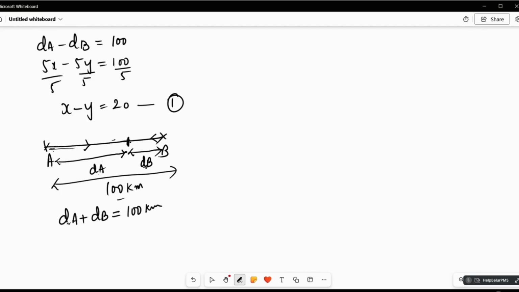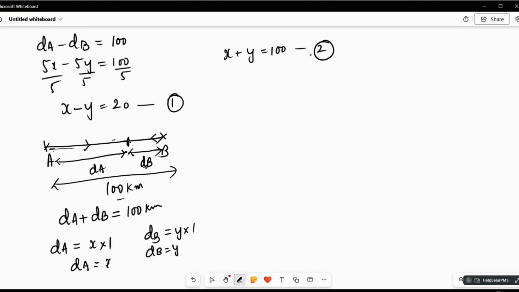Okay. Now, what is dA in this case? After 1 hour they will meet. Distance is what? Speed into time. So speed is x and time here is 1 hour. So dA is equal to x. Now, what about dB? Distance traveled by car B is y into 1. So dB is equal to y. So x plus y is equal to 100. Second equation. Now solve for x.